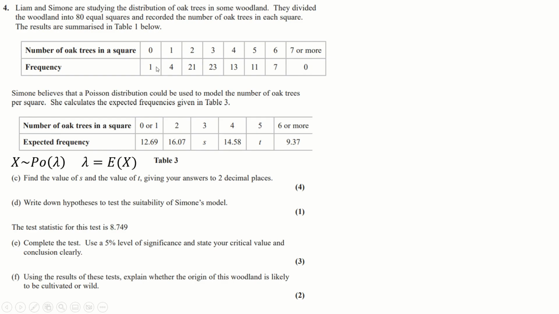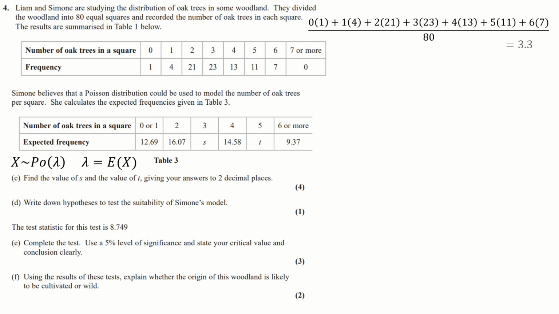So 0 times 1 plus 1 times 4 plus and so on, all divided by 80, and we'll get this. So that must be our lambda. That's our lambda there, so we'll use this. You can double check that that works for these if you want to. Otherwise, just look for the expected value to get 3.